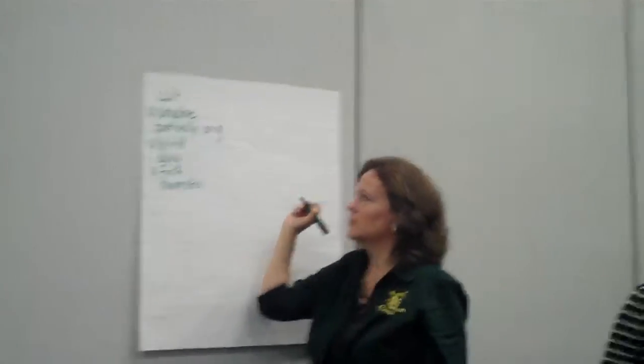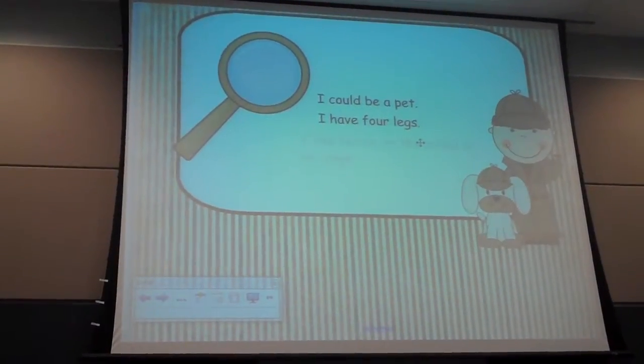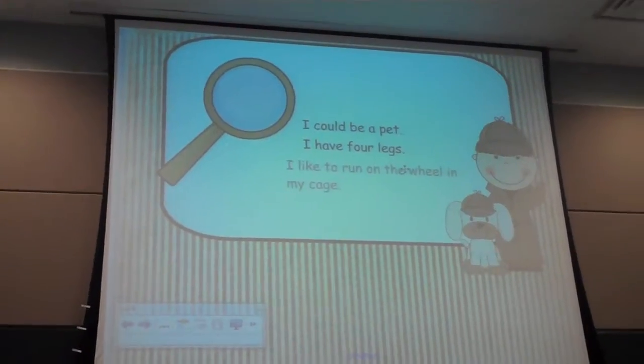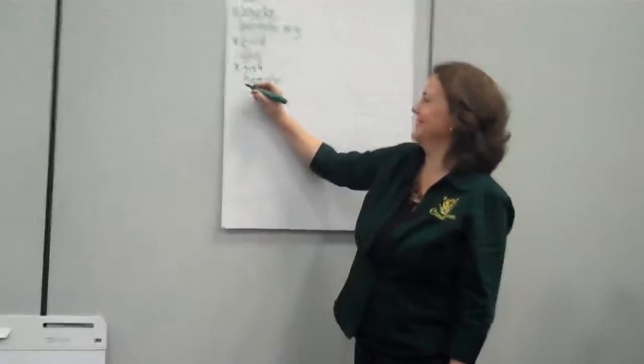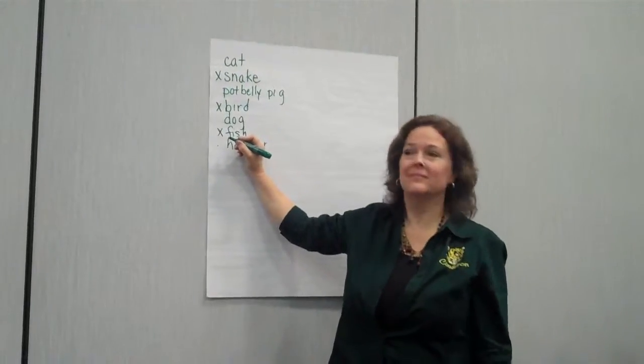Do you want me to go on next? Yes. So at this point, we're left with cat, potbelly pig, dog, and hamster. And it says, I like to run on the wheel in my cage. It's a hamster. Okay. And if that happened in your class, you would say, well, how do you know that it's a hamster? What clue gave it away? And have that discussion with them.